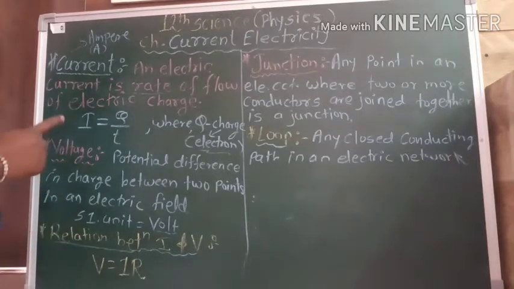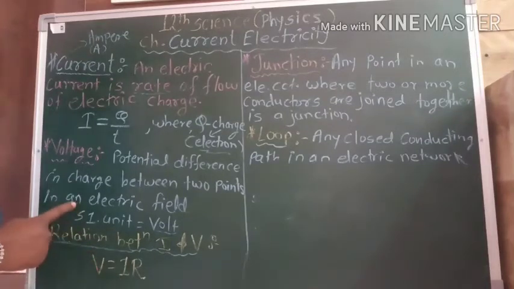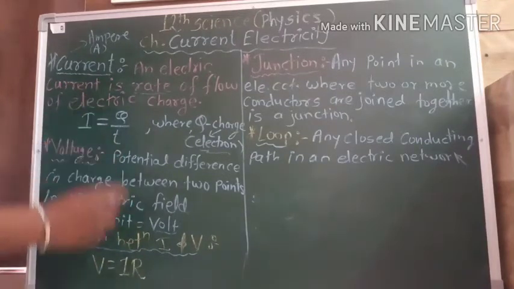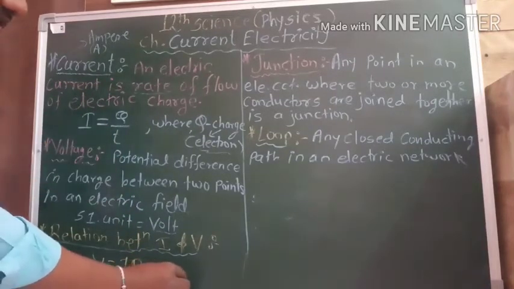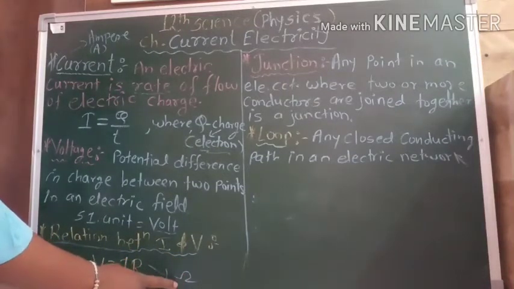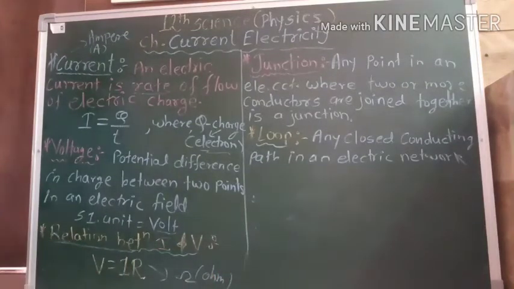The relation between current and voltage was already studied in the 11th standard: V is equal to IR. This V is the voltage, I means the current, and R is the resistance, and the SI unit of resistance is ohm. Its symbol is like that.